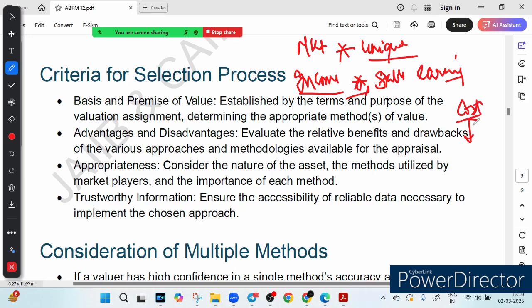And the cost approach works well for asset-heavy businesses. When you value the assets, you can find what the business is made up of, but it ignores potential future profit. Right. So the smart valuer always weighs the advantages and disadvantages before choosing a method. So this is called advantages and disadvantages.